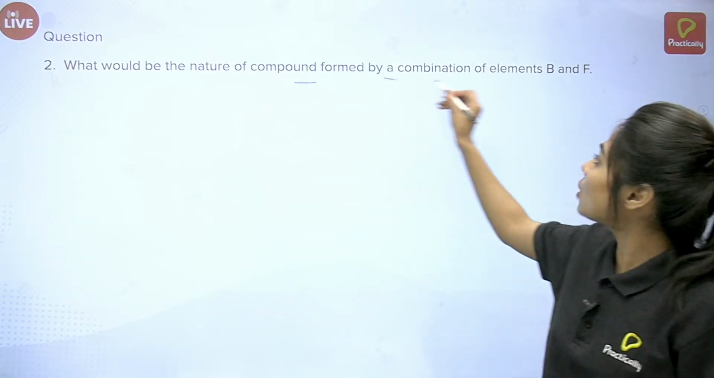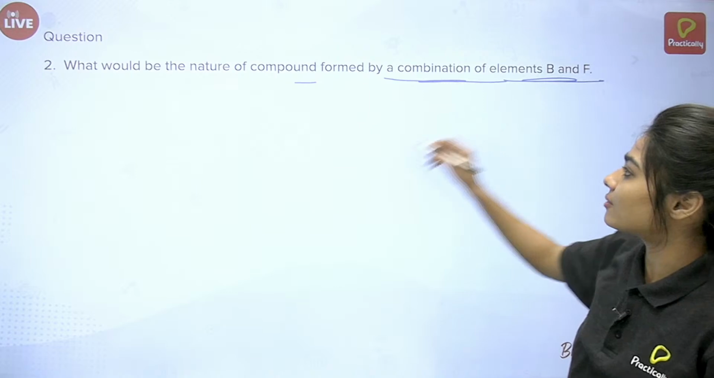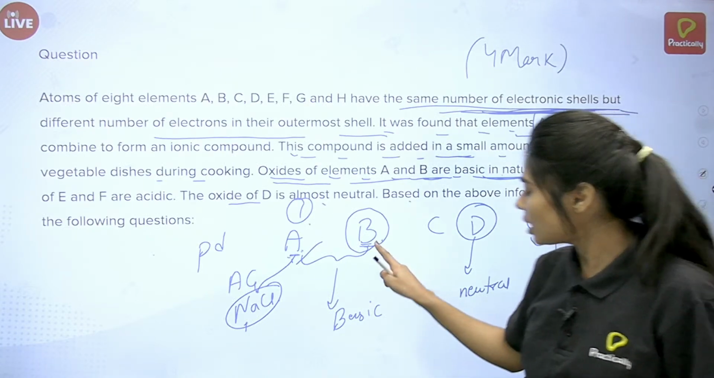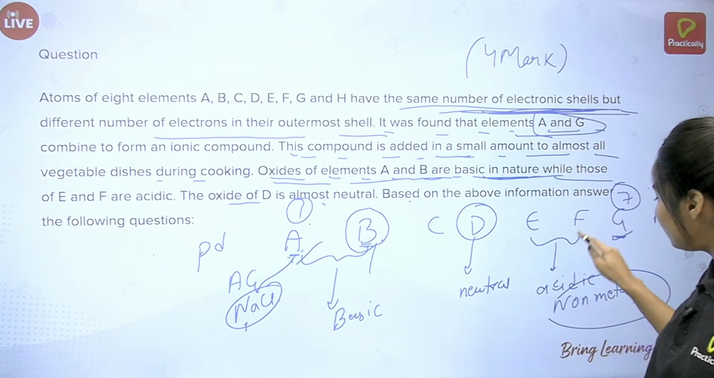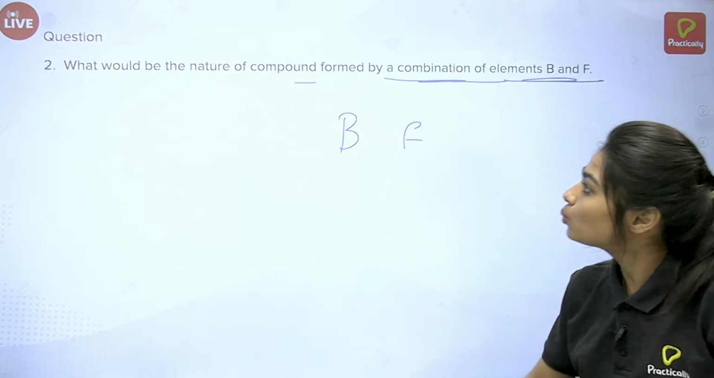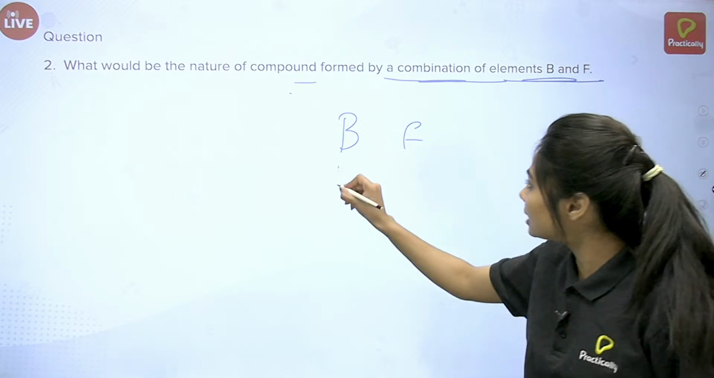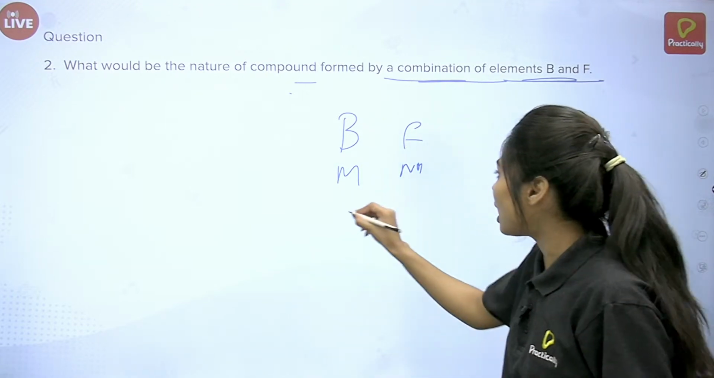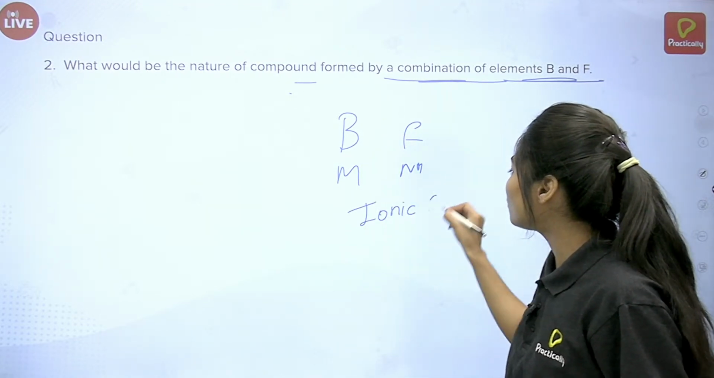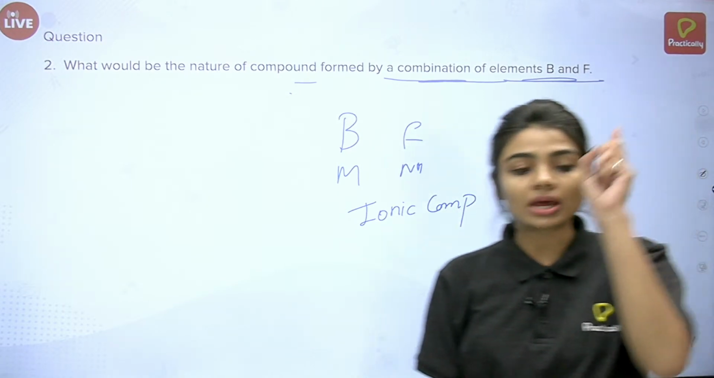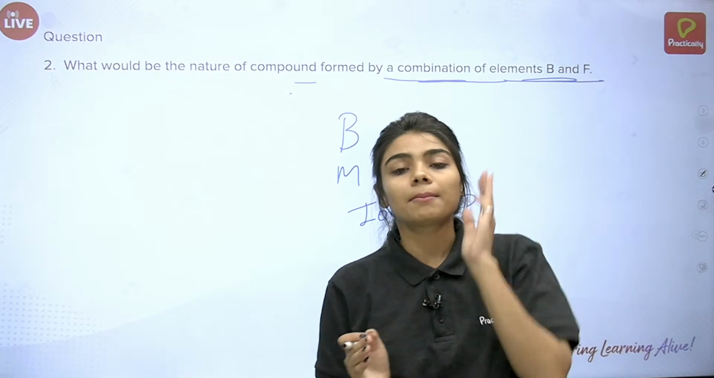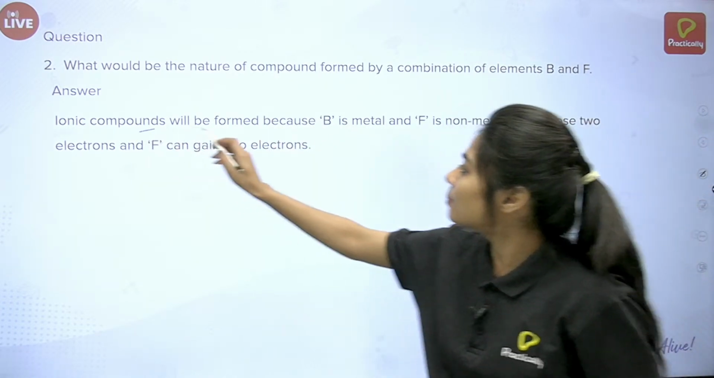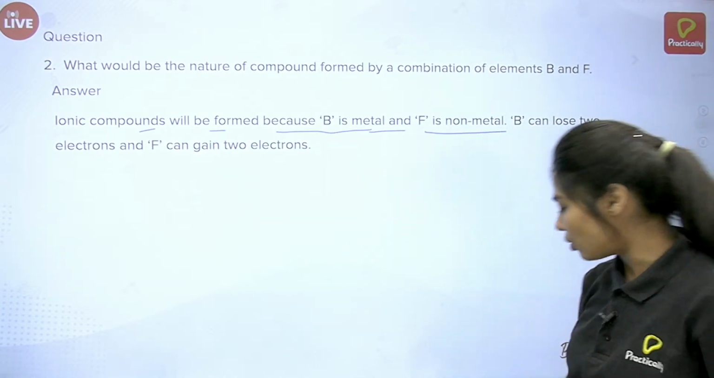What would be the nature of the compound formed by a combination of B and F? So B is what? Metal. F is what? Non-metal. So what would be the nature of the compound? It is a metal and a non-metal. Whenever a metal and a non-metal combine with each other, they will form an ionic compound. So whenever there is a bond formation between a metal and a non-metal, they will form an ionic compound. So an ionic compound will be formed between B, a metal, and F, a non-metal.